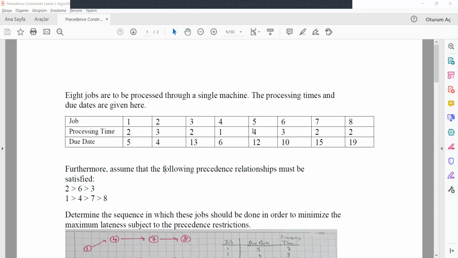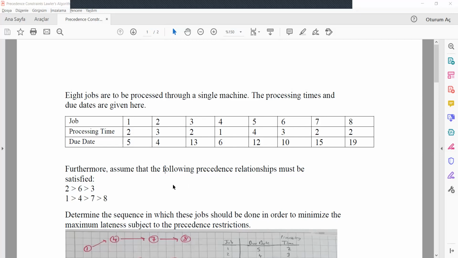Yes, welcome. I'm going to solve a question. The topic is related to the precedence constraint Lawler's algorithm. The question is: 8 jobs are to be processed through a single machine. The processing times and due dates are given here. You can see the table.